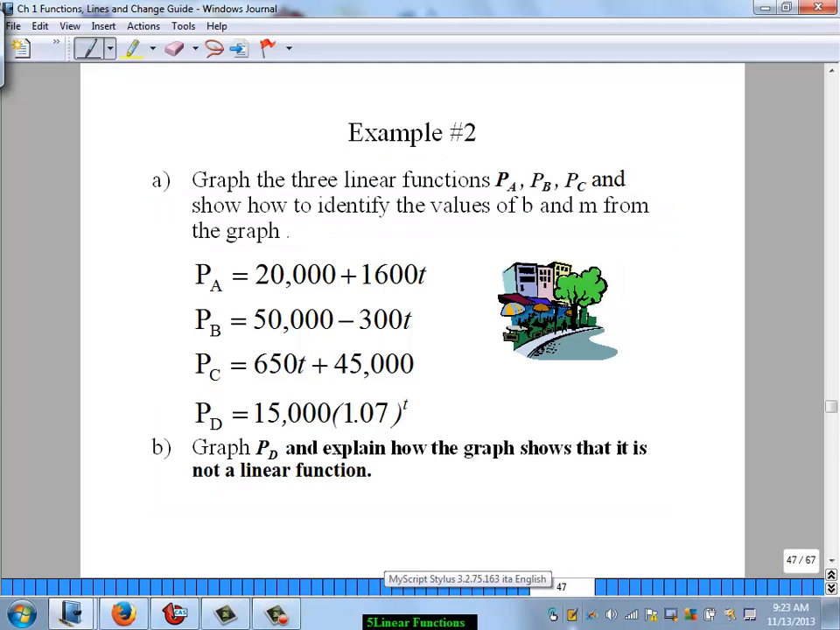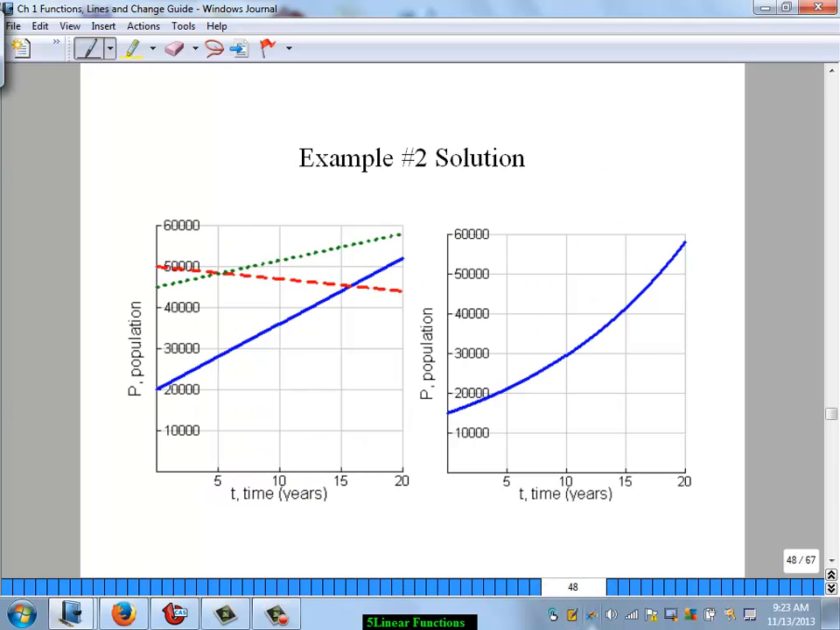Example number 2, it says, graph these three linear functions, show identifying the values of b and m, and then we're going to graph d and explain how the graph shows that it's not linear. So I actually graphed them for you. So let's see if we can identify which one's this one.